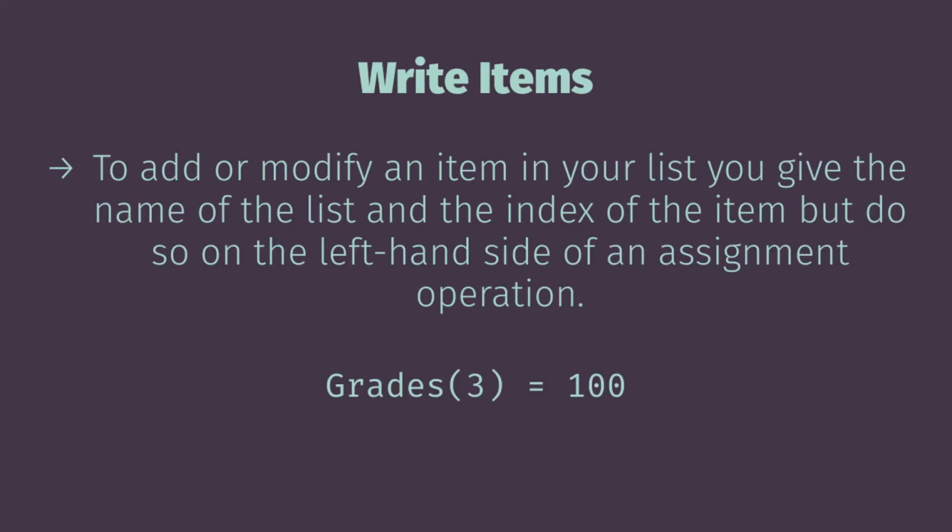If I would like to change the value at a given index, I provide the name of the list and the index number again, but this time I do so on the left-hand side of an assignment operation. So this would take the value 100 and store it into index 3 of my grades array. If there was already a value there, what would happen to it? It would get overwritten. Individual indexes of an array work just like regular variables. If I try to save something over an existing value, that existing value will get deleted and replaced with the new value. So this is how we save or write a value to a given location in an array.